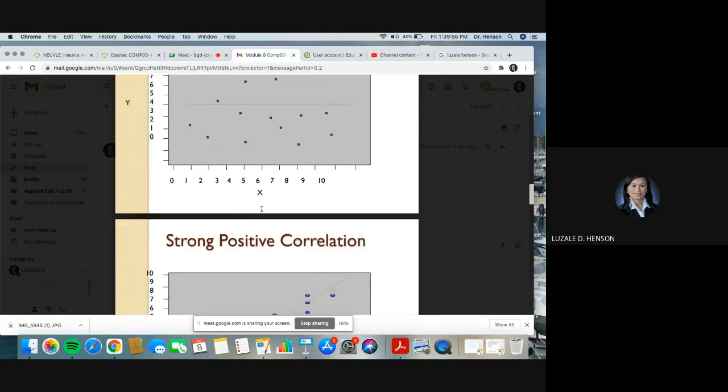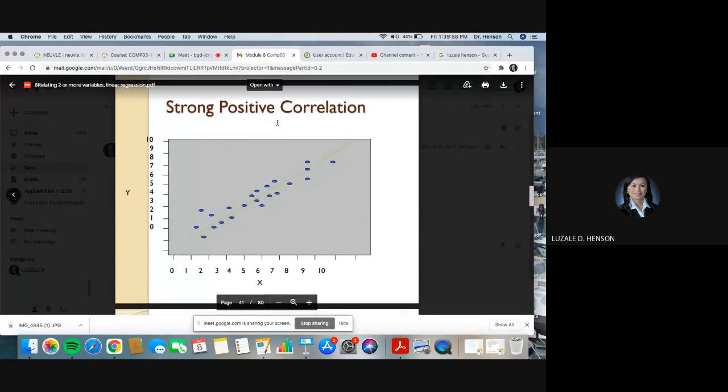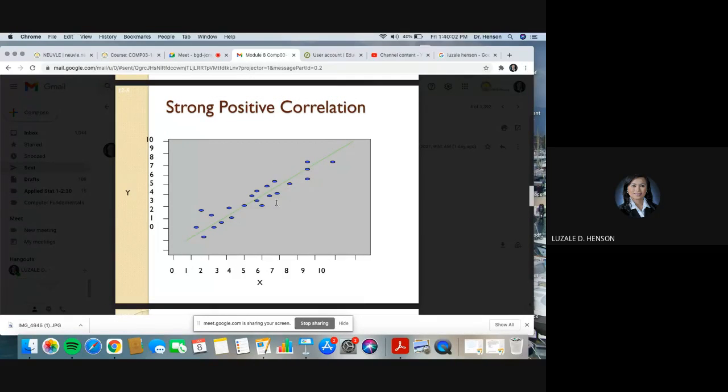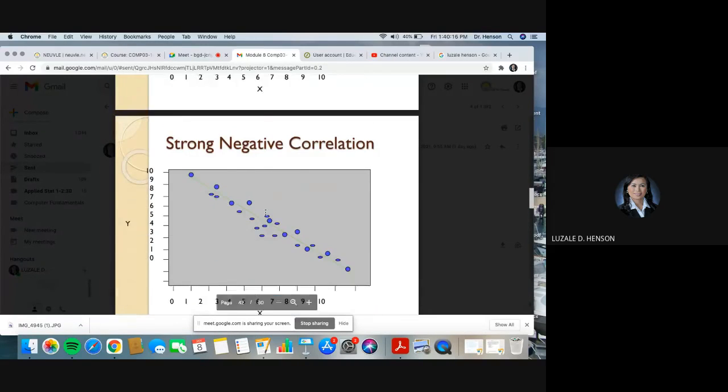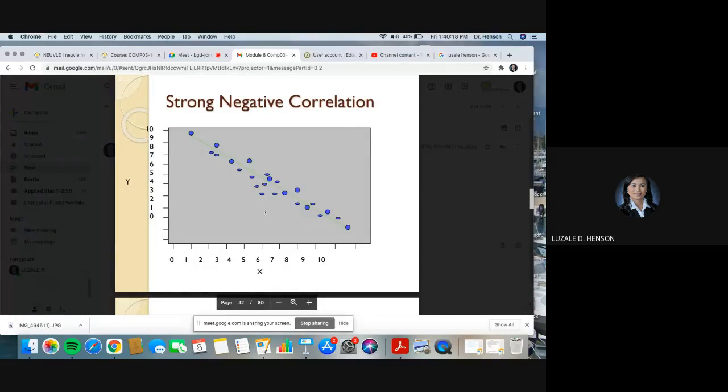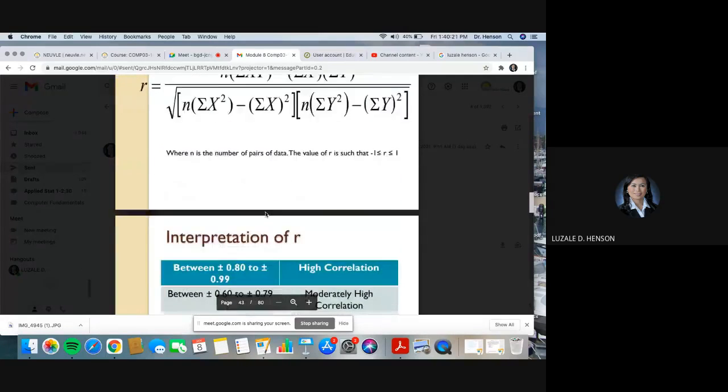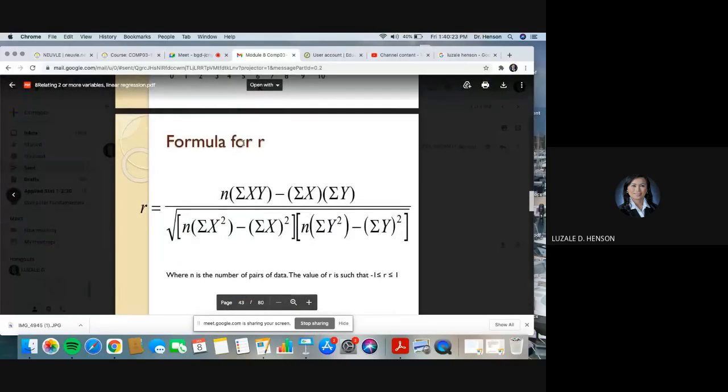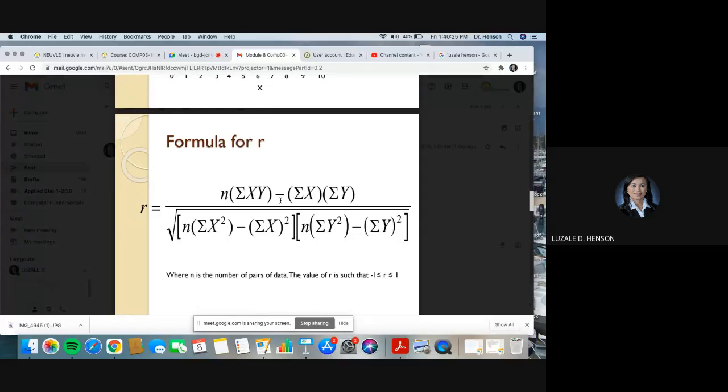Strong positive correlation is somehow there is a line, but there are other observations that seem to be at the sides of that line. So that's a strong positive correlation. Okay? And then we have a strong negative correlation, and we also have this formula for the r, in solving for the r. That's the long formula.